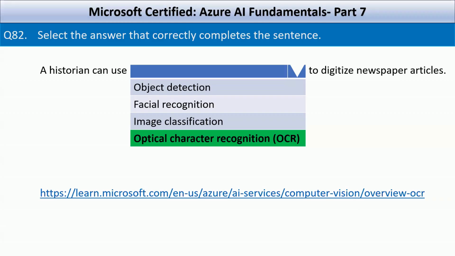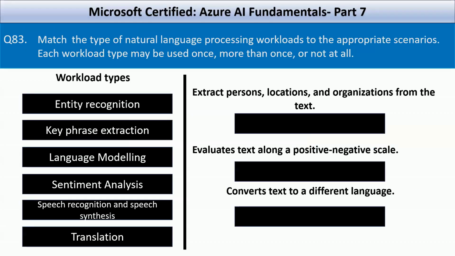Question number 83. Match the type of natural language processing workloads to the appropriate scenarios. Each workload type may be used once, more than once, or not at all. Now, the workload types in question are entity recognition, key phrase extraction, language modeling, sentiment analysis, speech recognition and speech synthesis, translation. Now, friends, the first scenario is extract persons, locations, and organizations from the text. This is an example of entity recognition.